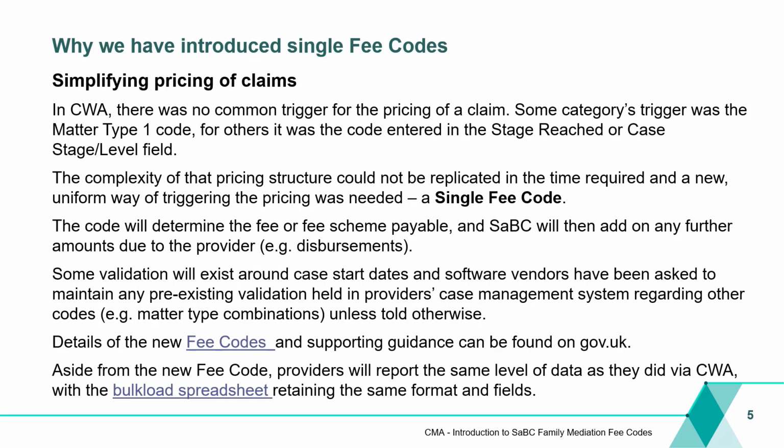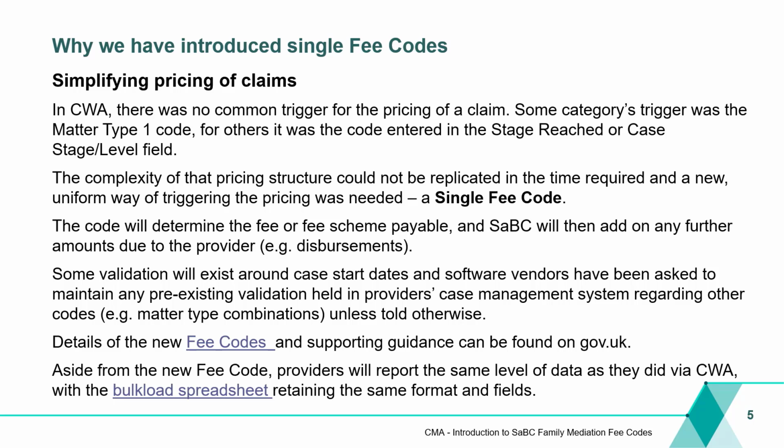In CWA, there was no common trigger for the pricing of a claim. Some categories' trigger was the matter type 1 code. For others, it was the code entered in the stage reached or the case stage level field. The complexity of that pricing structure could not be replicated in the time required, and a new, uniform way of triggering the pricing was developed via a single fee code. The code will determine the fee or the fee scheme payable, and Submit a Bulk Claim will then add on any further amounts due to the provider, disbursements for example.